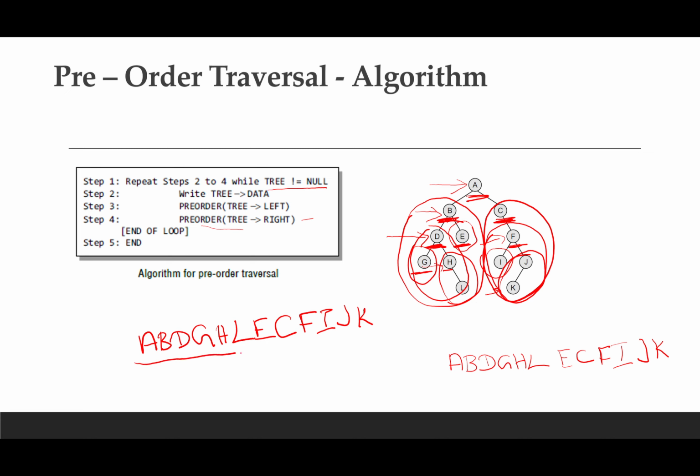So what is the traversing order? A, B, D, G, H, L, E, C, F, I, J, K. So this is the preorder traversal.